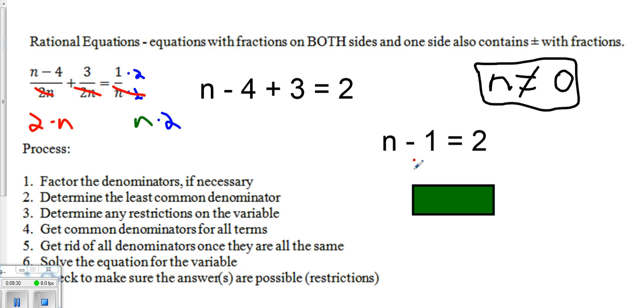How do we get n alone now? Add 1 to both sides. Add 1, add 1. What is going to be our final solution then? n equals 3.